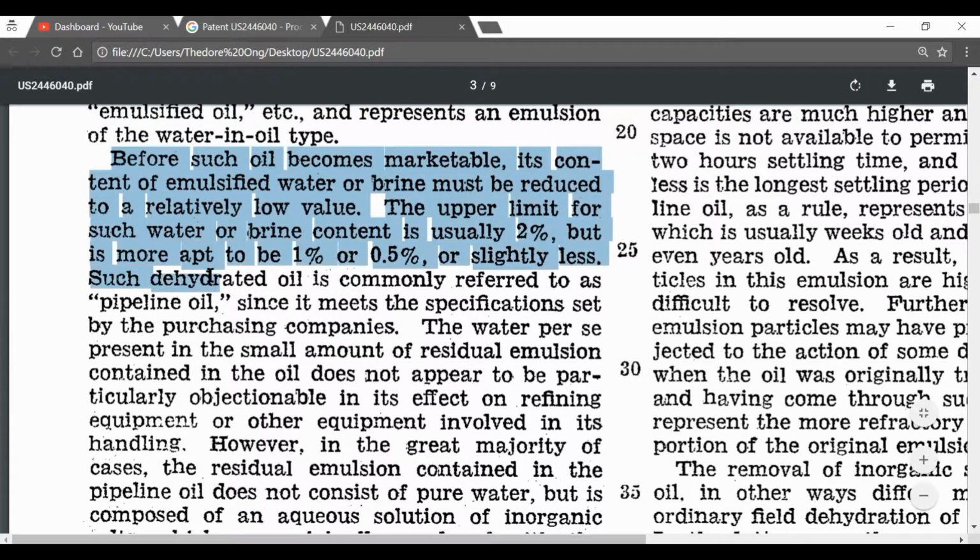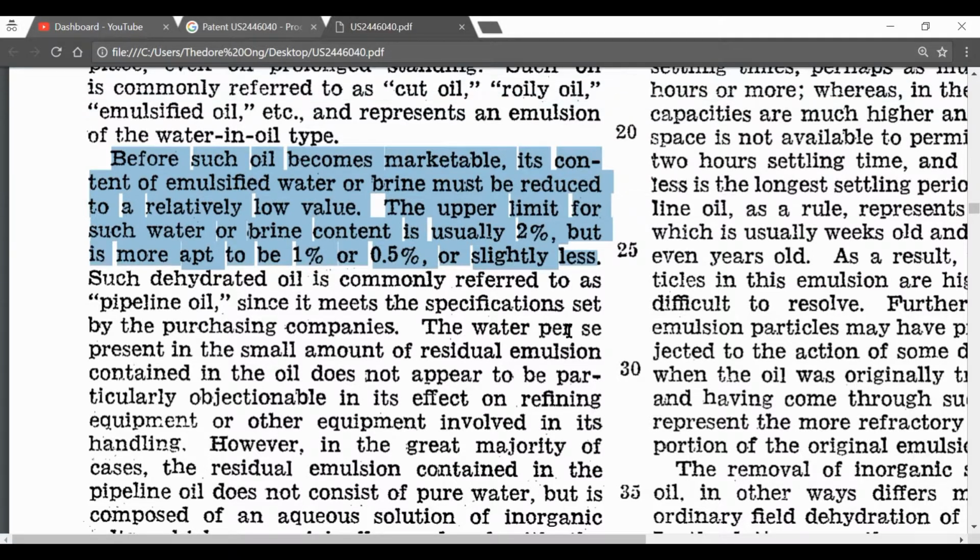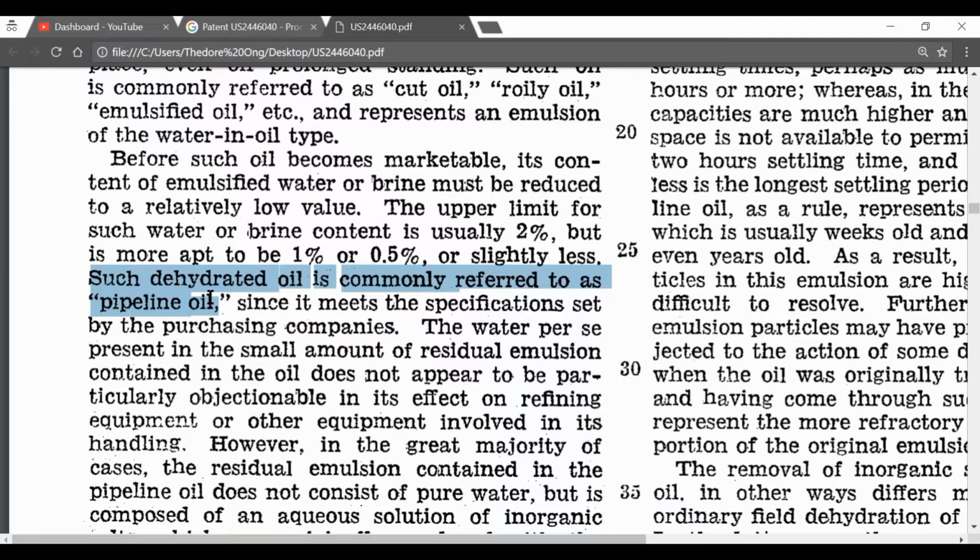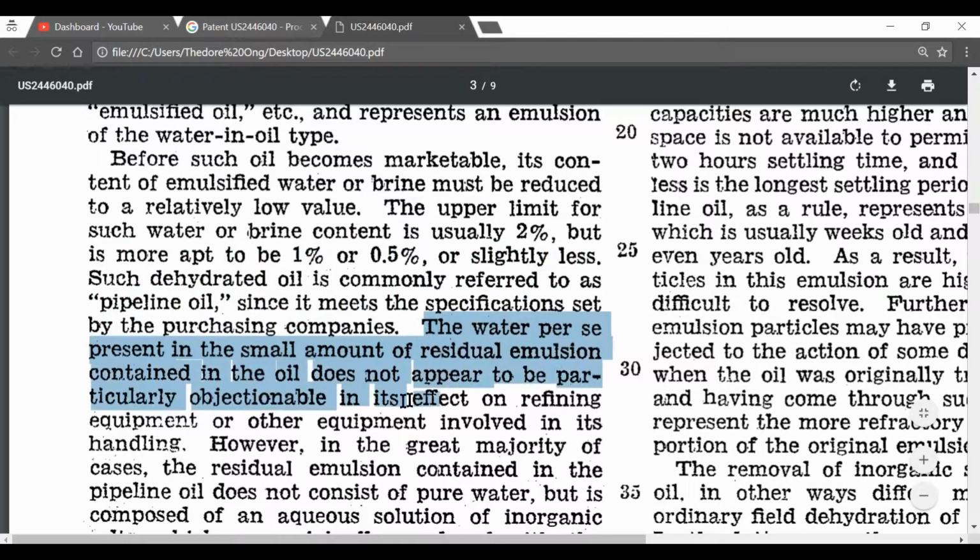So this is saying there is a certain upper limit on how much water, or brine, which is salt water, how much water and salt is really tolerable inside crude oil. Okay? So, if the oil is properly treated, they call it dehydrated oil or pipeline oil. Okay? So the water, blah blah blah.